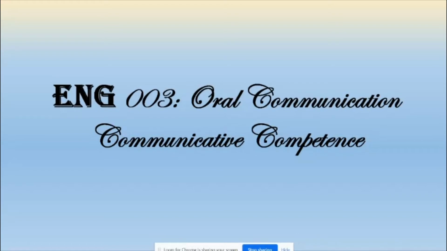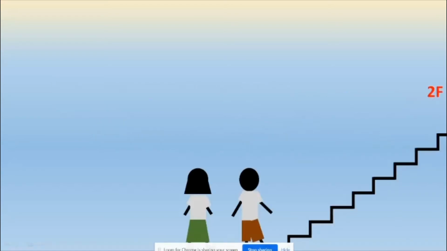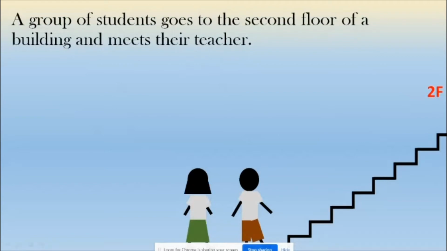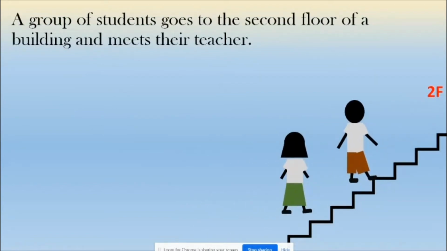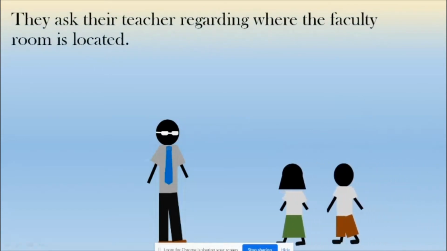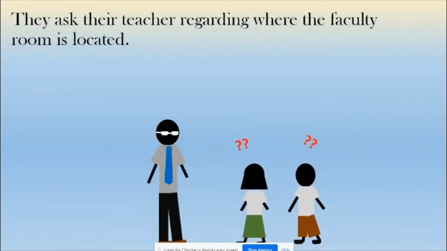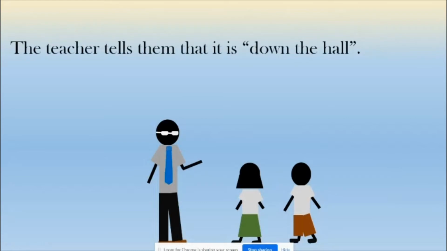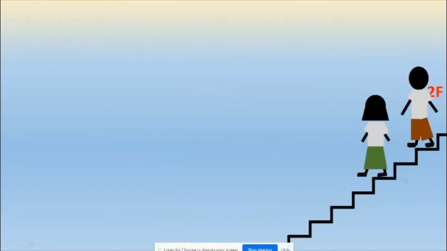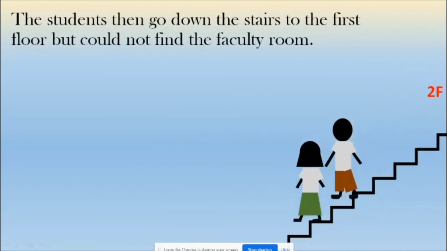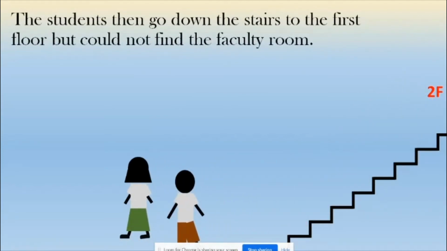Before that, imagine this scenario. A group of students goes to the second floor of a building and meets their teacher. They ask their teacher regarding where the faculty room is located. The teacher tells them that it is down the hall. The students then go down the stairs to the first floor but could not find the faculty room. Now, how did this happen?